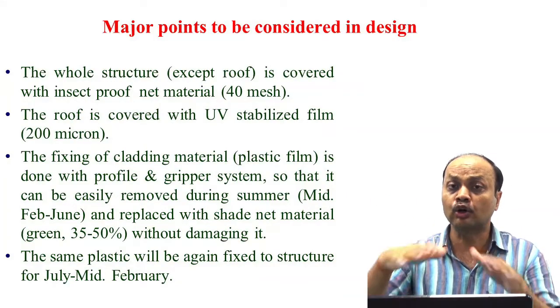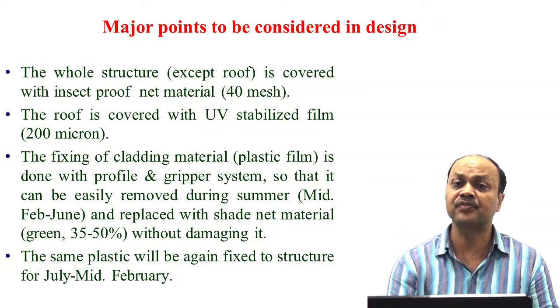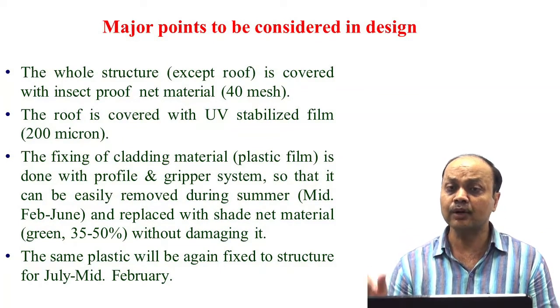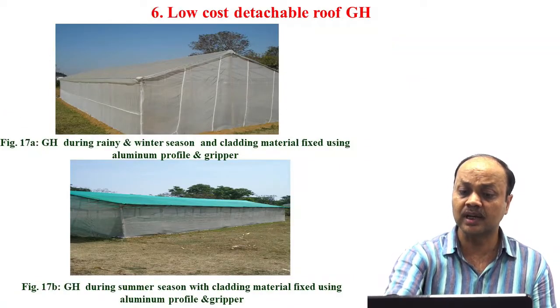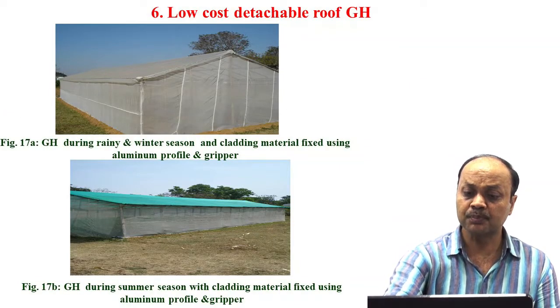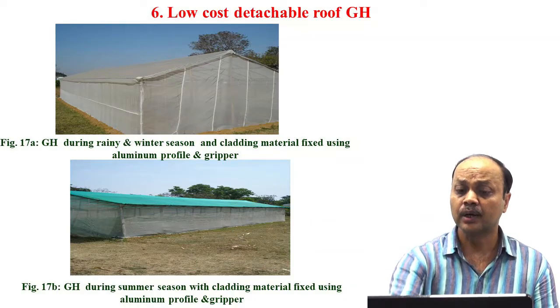On top, what are you doing? On top, during winter or rainy season, what are you using? UV stabilized film you are using for the greenhouse. And during summer, as the name suggests, it is detachable, meaning you can see in the picture, this plastic film is fixed with the aluminum profile and gripper. Within half an hour we can remove this film.